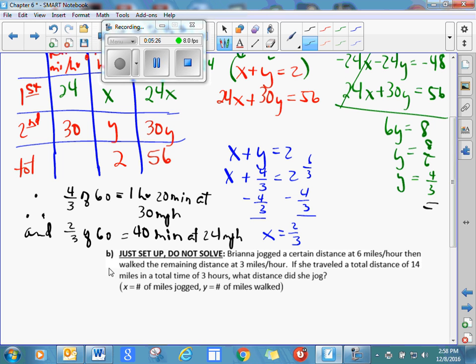So why don't you go ahead and, like on the page before, just set up part B of this example 2, set up the chart, create your equations, and apparently you don't have to solve it. You can just set it up, do not solve, and I will see you back next time.